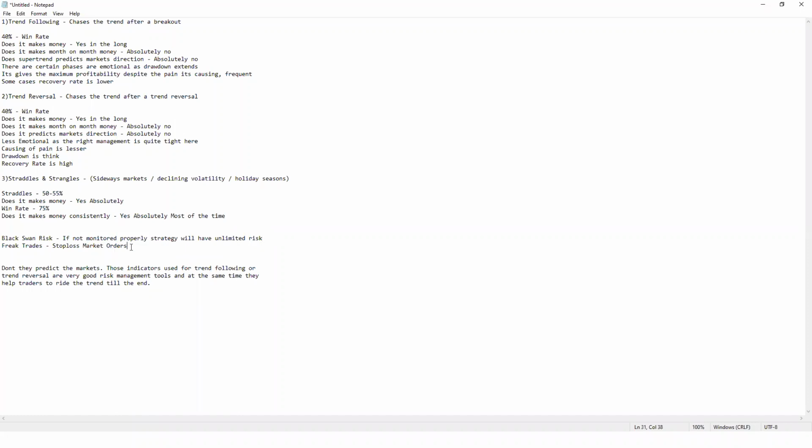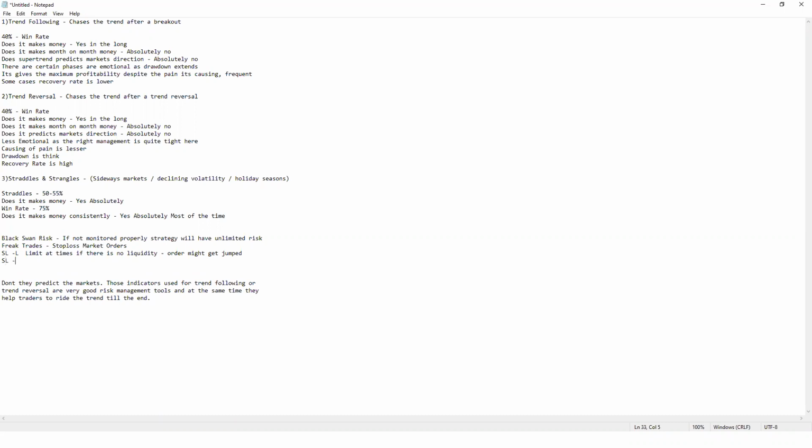The problem here is the SL limit order. At times, if there is no volatility, no liquidity, that means no instantly available buyers on the opposite side, as a limit order the order might get jumped. Now, if it is an SL market order, you know that execution is guaranteed, but it also brings free trade risk.